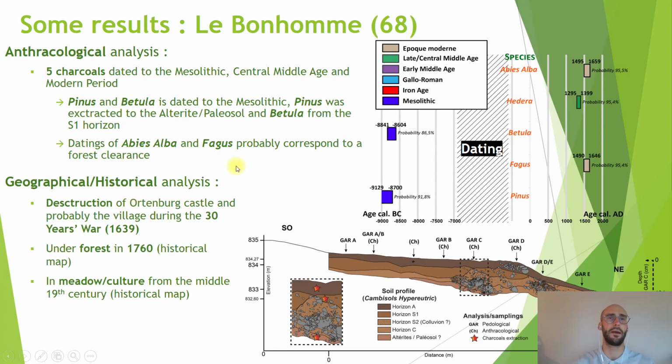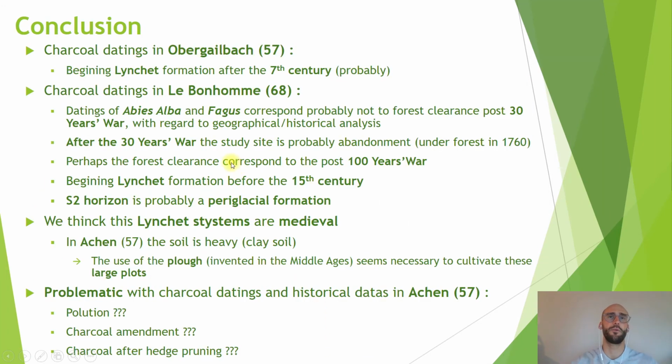So to conclude, in Obergelbe, we think that the formation of the lynchet probably started after the 7th century. In Lebanon, the period of forest clearance cannot be post 30 Years' War. Indeed, the site probably remained under forest. Perhaps this forest clearing is post 100 Years' War. Perhaps. So the formation of the lynchet probably started before the 19th century.